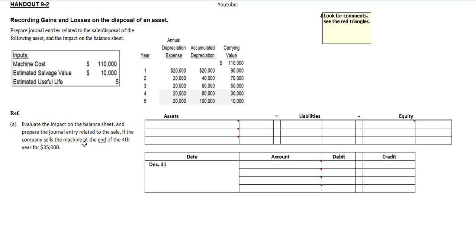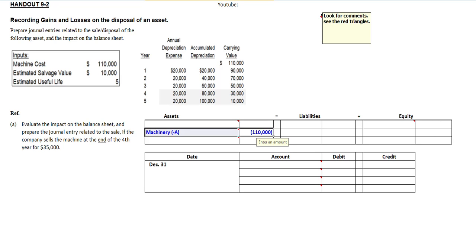We're told that at the end of the 4th year, the company sells the machine for $35,000. One of the first things we notice if we have a depreciation schedule built is that this equipment is on our books for $30,000. So if we sell it for $35,000, obviously we're going to have a gain. And we're going to see that as we start going through the journal entry and showing the impact on our accounting equation. First thing we know, if we sell the machine, we've got to take the machinery off our books.